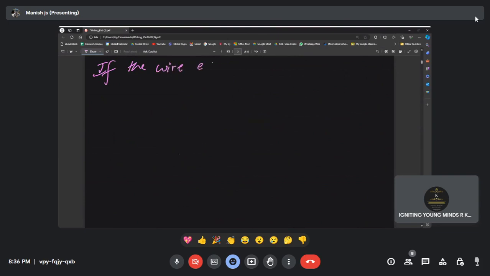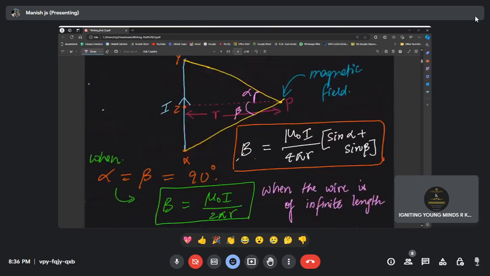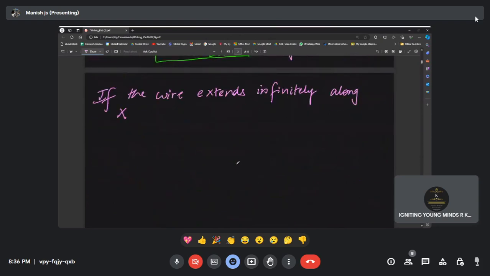if the wire extends infinitely along x, okay, extends infinitely along x. So x is at the bottom, which is the angle that changes due to position x. It is only beta, right? So what will be the angle of beta? Then beta will be equal to 90 degrees. That is what you need to understand, right? According to the figure that we have drawn. Okay. So the angle will be 90.